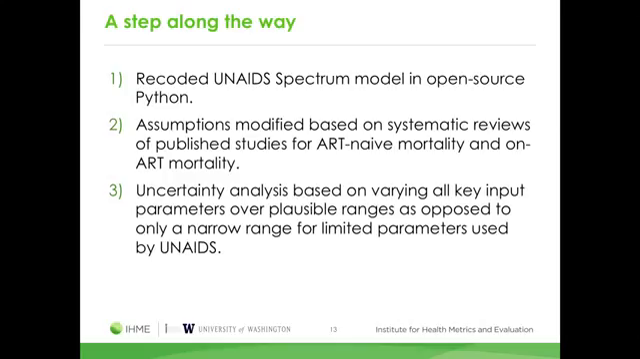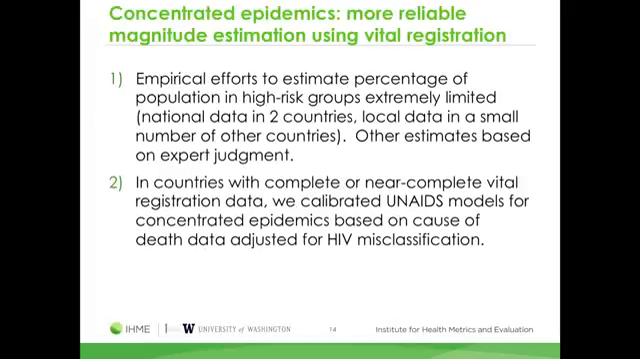So a step in this process is we took the UNAIDS Spectrum program, we recoded it in an open source language, Python. The main advantage of that is it takes a program that was actually rather an old language, written in the late 1980s, modernized it and allows us to do this much more fast, and we were able therefore to do sort of brute force uncertainty analysis by iterating through the program thousands or tens of thousands of times for each country. So the net effect of this is that 2 very important global reflections of the epidemic.